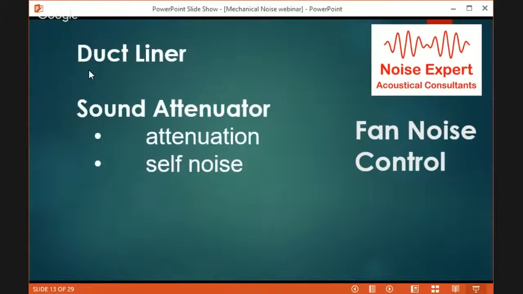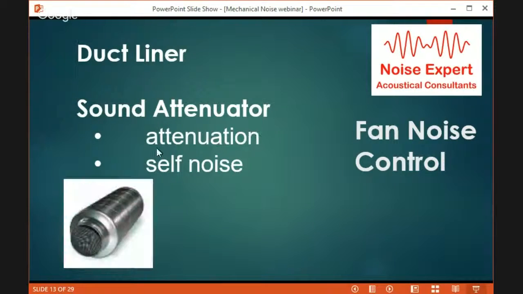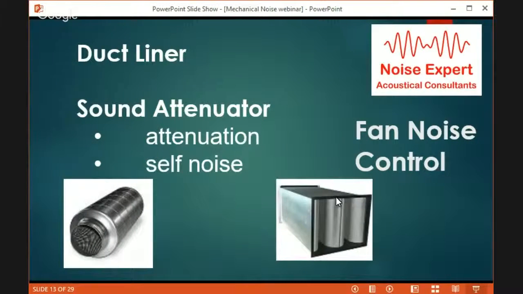Fan noise control, we've got duct liners, sound attenuators. And when you're putting in a sound attenuator, those are sheet metal, solid sheet metal acting as a barrier with perforated sheet metal and fiberglass in between, adding as absorption. It does change the flow, so you have to be careful with self-generated noise from silencers. And the manufacturers will give you that data.